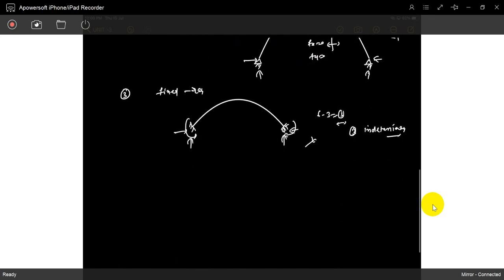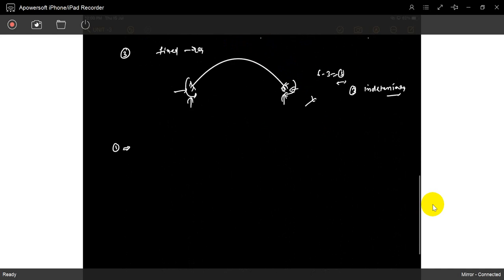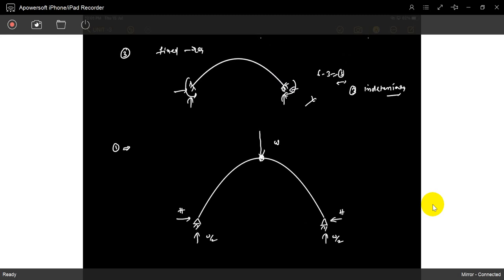Now take a three hinged arch. This is also a hinge. If any load W is there, not only a point load but any random load, the reactions are W by 2, and H, a horizontal reaction also develops. Understood? How much is it? We will calculate it later.